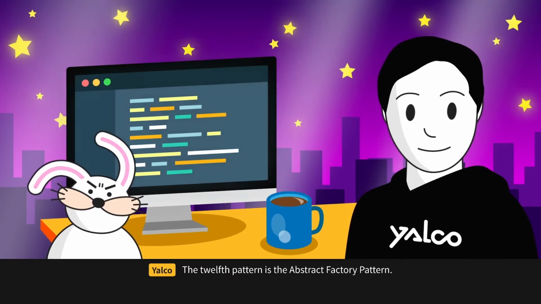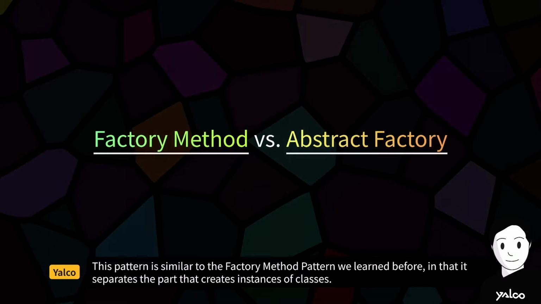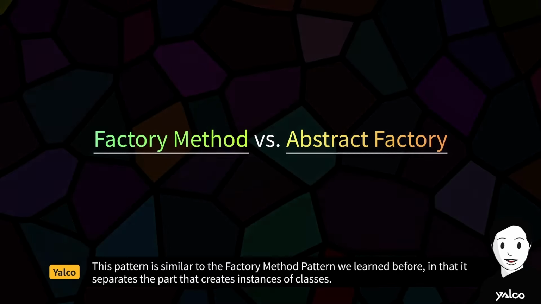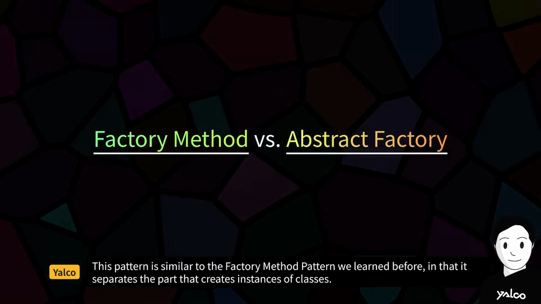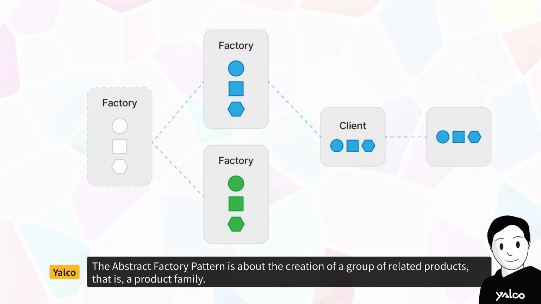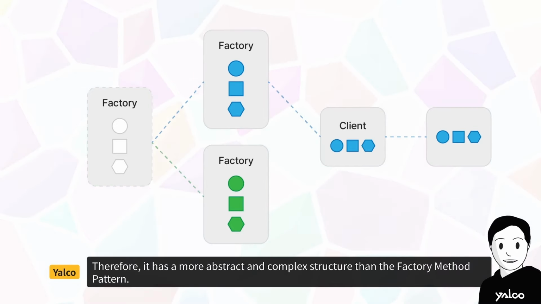The 12th pattern is the abstract factory pattern. This pattern is similar to the factory method pattern we learned before, in that it separates the part that creates instances of classes. The difference is that while the factory method pattern deals with the creation of a single product, the abstract factory pattern is about the creation of a group of related products, that is, a product family. Therefore, it has a more abstract and complex structure than the factory method pattern.